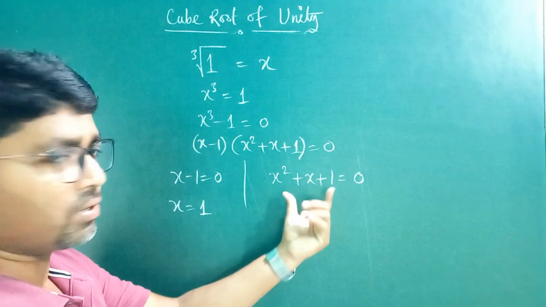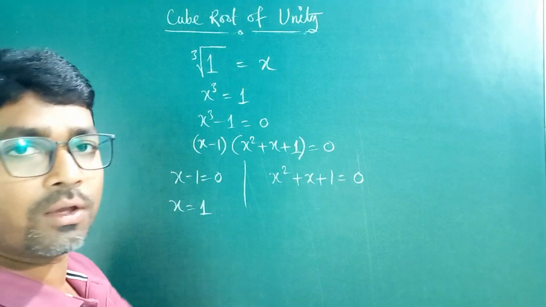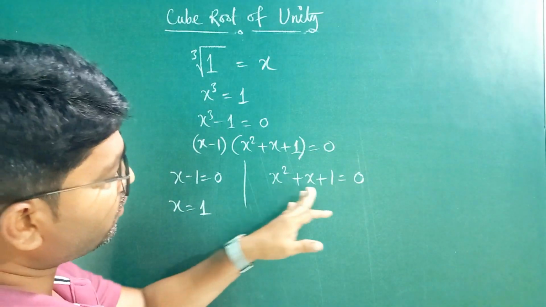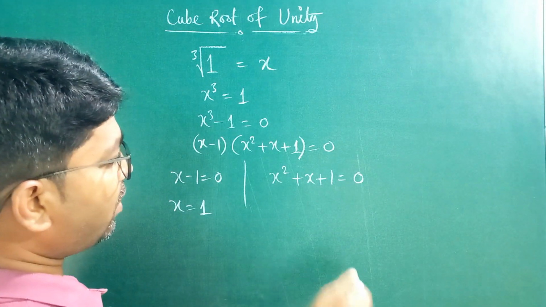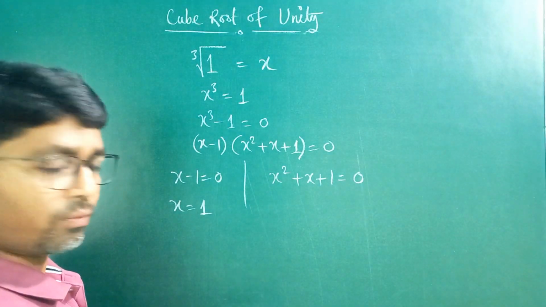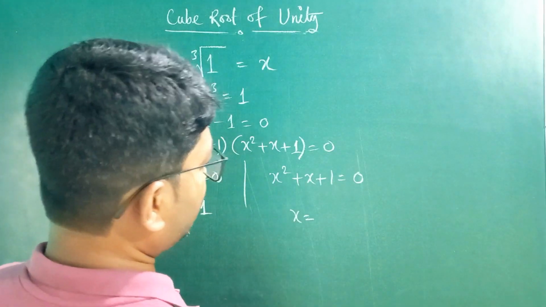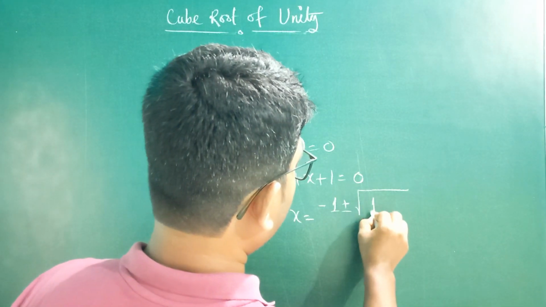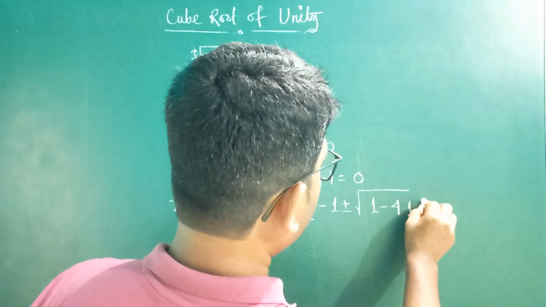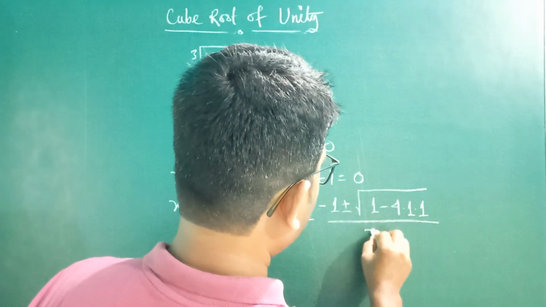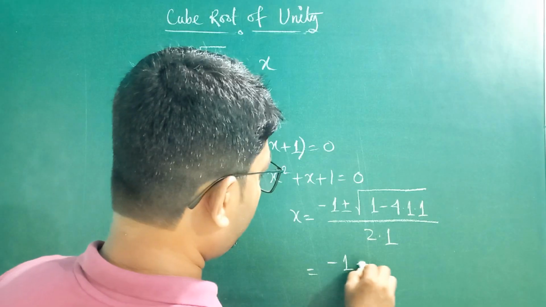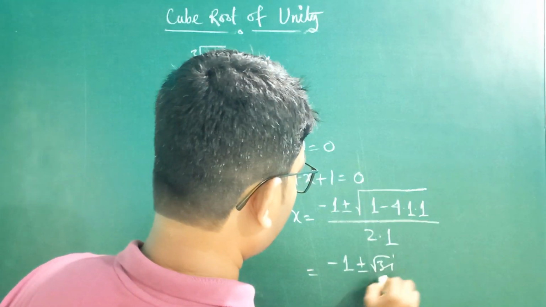And if you want to solve this equation, you see this is a quadratic equation. And how do you solve it? You cannot factorize it, so we will apply the Sridharacharya formula, that is x equal to minus b plus minus root over b square minus 4ac by 2a. And what do we get here? Minus 1 plus minus root 3 i by 2.